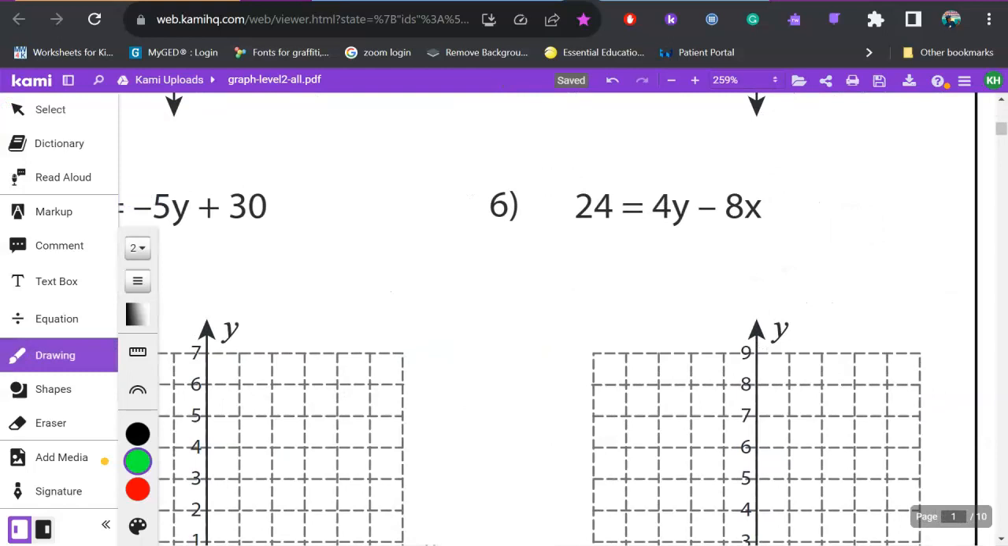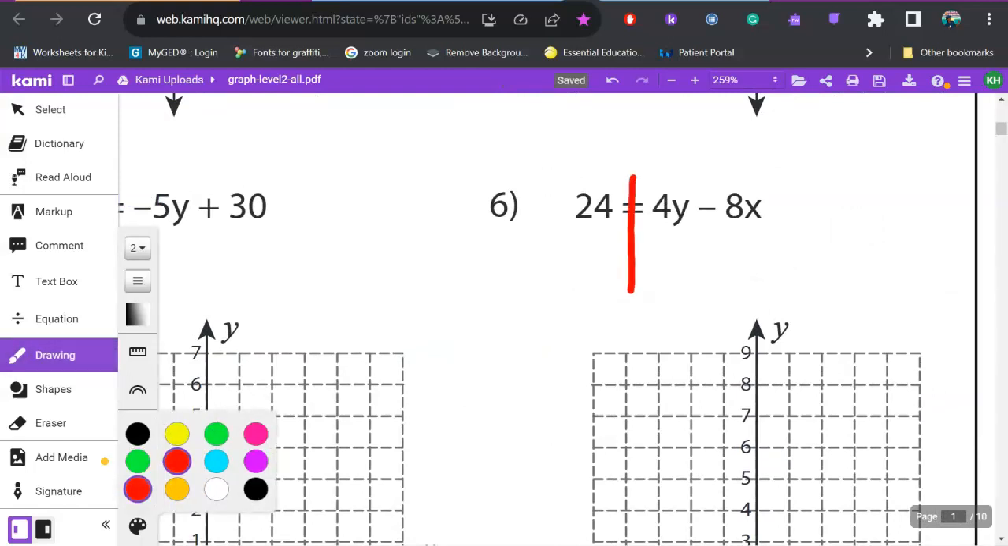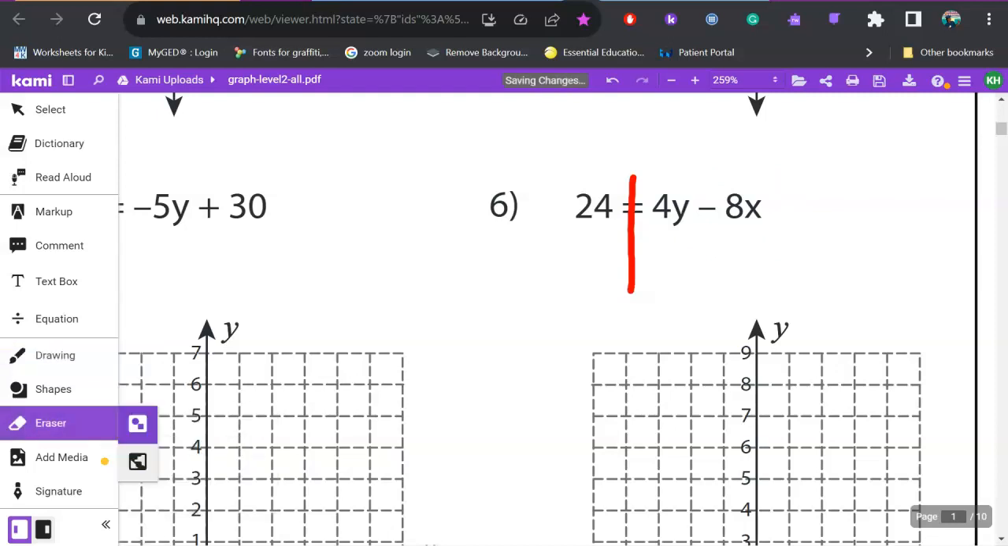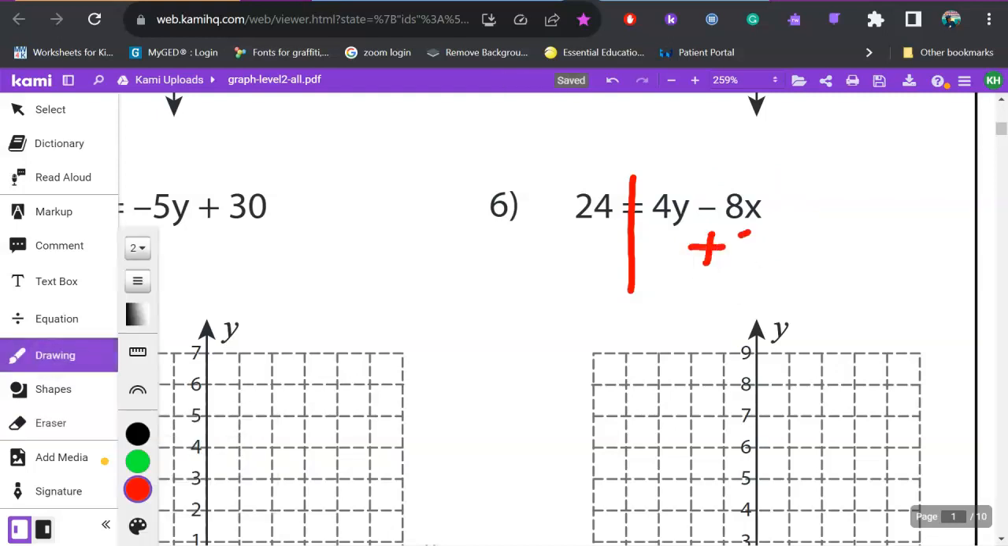All right, looking at number 6, I can tell I need to rearrange some things. I'm going to get this negative 8x out of the way. How am I going to do it? By adding 8x to both sides. Adding 8x to both sides. That 24 is a positive 24, so just make the plus sign show up. So now it makes a little bit more sense when you read it.